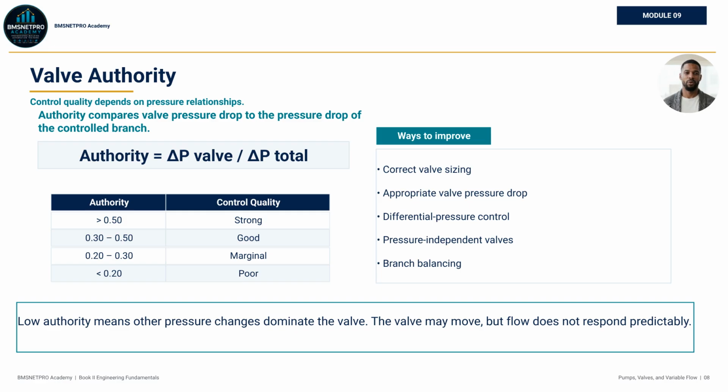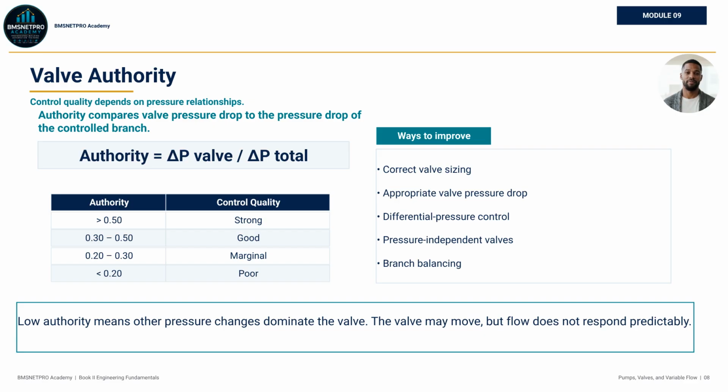Valve authority is one of the most important concepts for stable hydronic control. It compares the valve pressure drop to the total pressure drop of the controlled branch. When authority is strong, the valve has enough influence over flow to control the process. When authority is weak, pressure changes elsewhere in the system dominate the valve. The actuator may move, the command may look correct, but the flow response is poor.